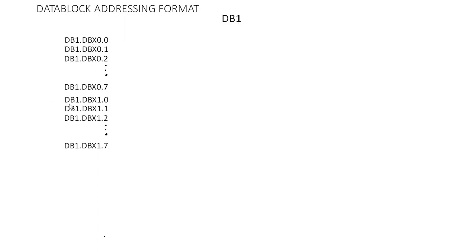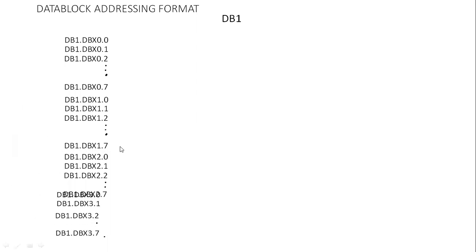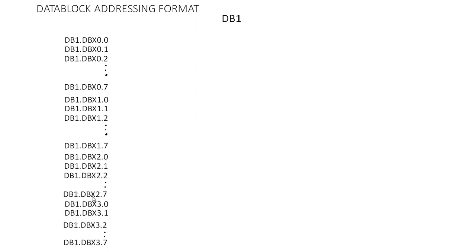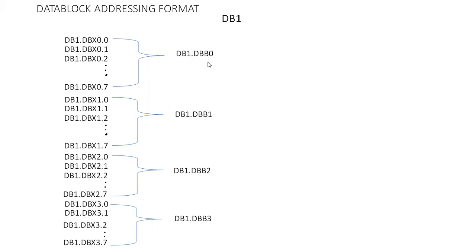Next, what happens here? Again, the byte number changes: 1.0 to 1.7, similarly 2.0 to 2.7, 3.0 to 3.7. Like this, this address will go on depending on how many bytes you use. Next, bit numbers 0 to 7 make 1 byte, right? For that, we have a byte level address.